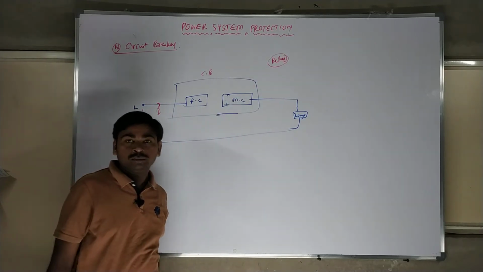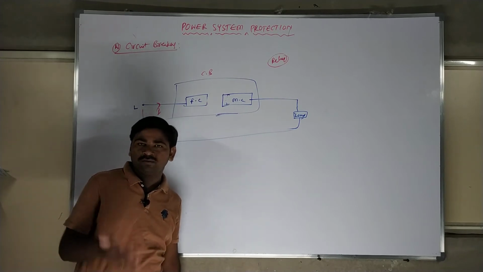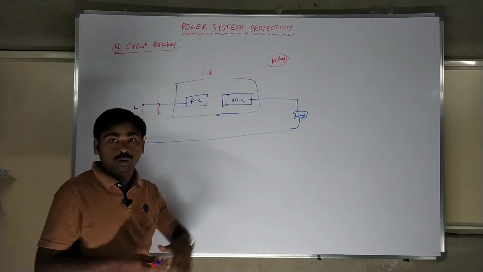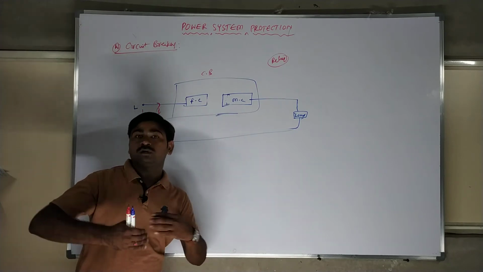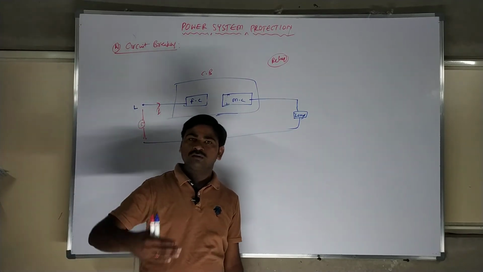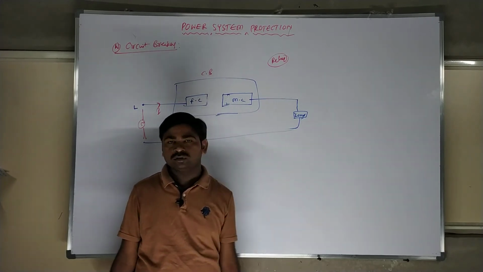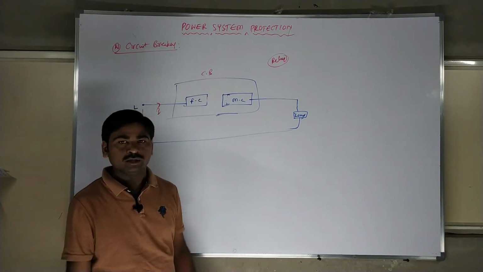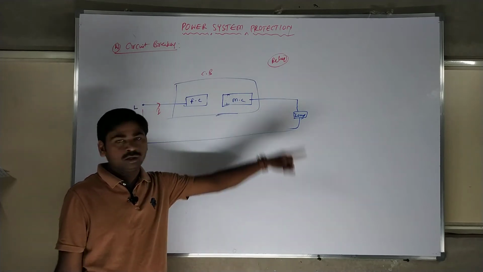Coming to the relay concepts, we have a separate topic: how the relay will activate, how the relay function will be there, how the trip signal is given to the circuit breaker, and how the circuit breaker is going to operate. I'll discuss that in the next videos. If you want, you can watch the previous video on relay concepts. I'll explain very clearly in the relay topics.